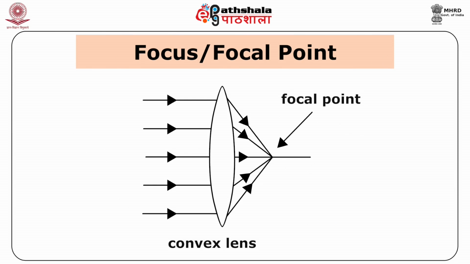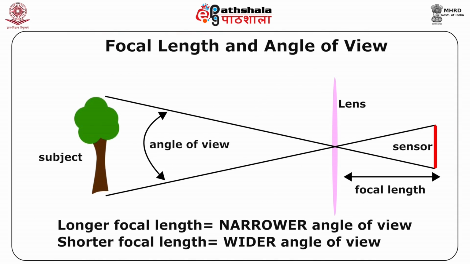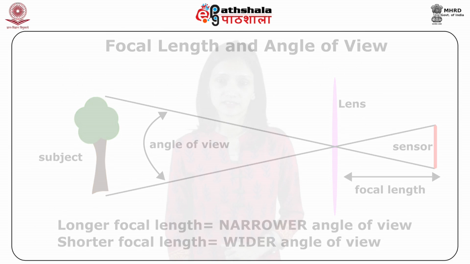Third, focus or the focal point. When a parallel beam of light passes through a positive lens parallel to the principal axis, it converges at a point, and it seems to diverge from a point in the case of a negative lens. This point is known as the focus. Fourth is the focal length. The space between the optical center and focus is known as the focal length.